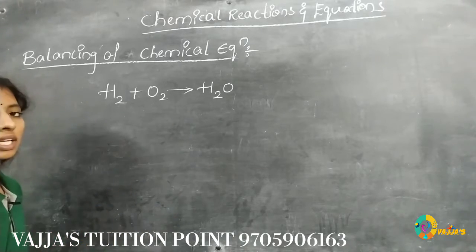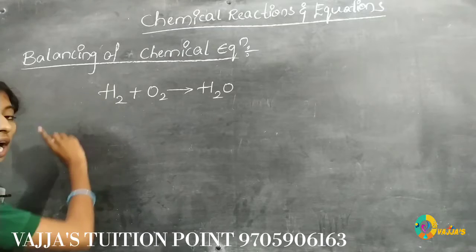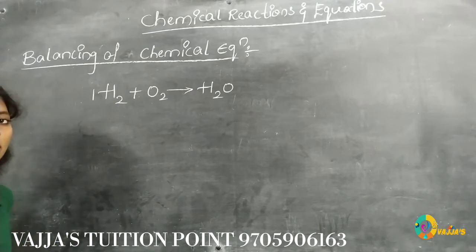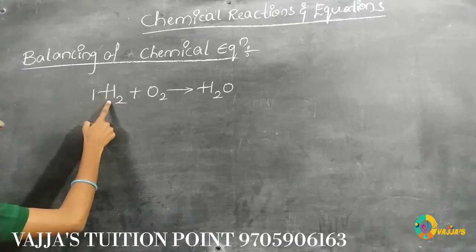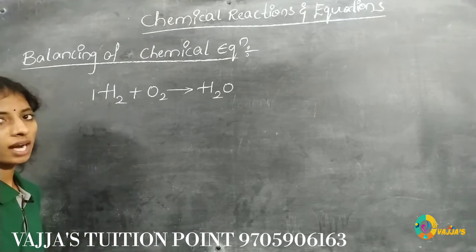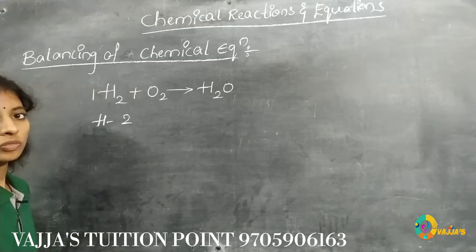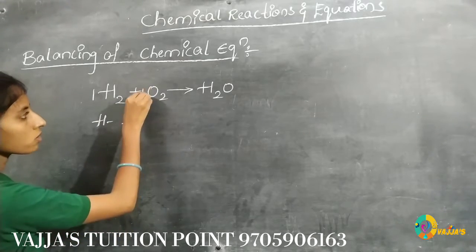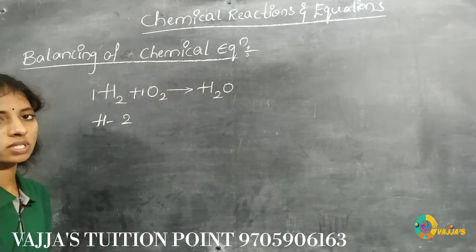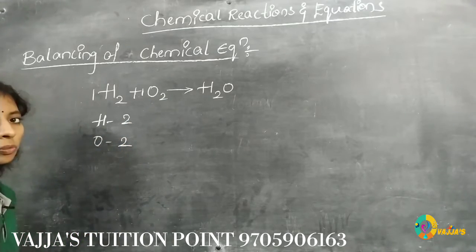First see the reactant side. Here we have one molecule of hydrogen. There is no number, this indicates 1. One molecule of hydrogen, and each molecule of hydrogen contains 2 atoms. So here we have hydrogen atoms 2. Here also the number is 1, so here we have 2 oxygen atoms. So oxygen atoms also 2.